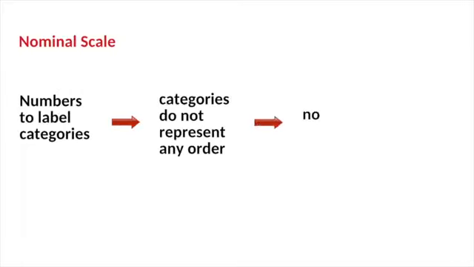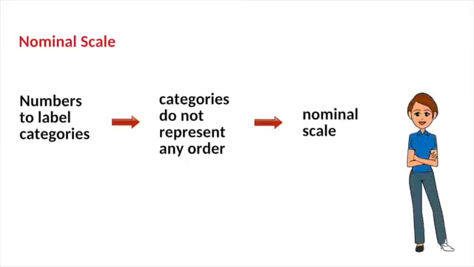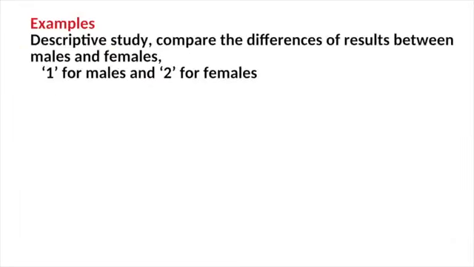Nominal scale. If the researcher simply uses numbers to label categories, where the categories do not represent any order, then the scale of measurement used is the nominal scale. For example, in a descriptive study, where a researcher plans to compare the differences of results between males and females when tabulating the results, the researcher may assign numbers 1 for males and 2 for females. By doing this, the researcher is not indicating that females are more or less in relation to sex, indicating that categories do not represent any order.